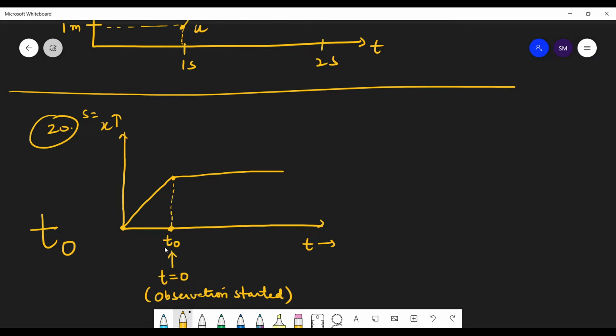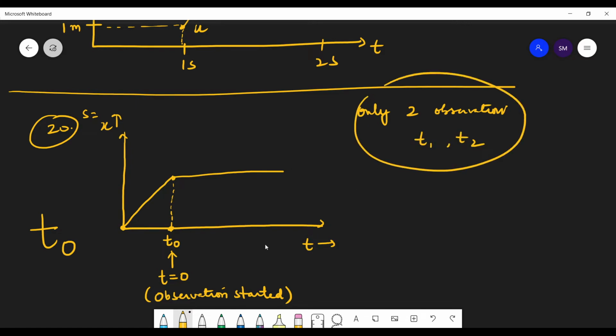Sir, why have we taken t naught here and why haven't we taken t1? Yes, that's a very good question. See, if we have only one observation like here, we take t naught. If there are two observations, then we will take t1 and t2.